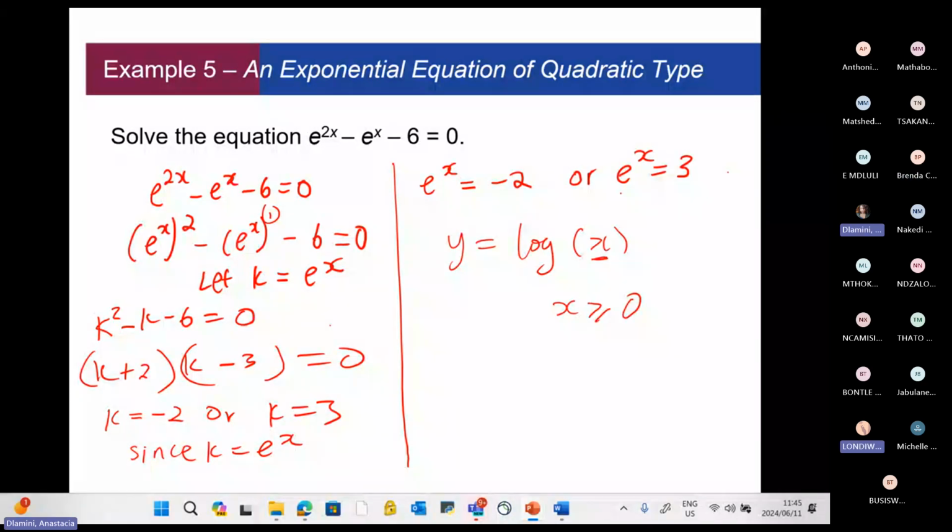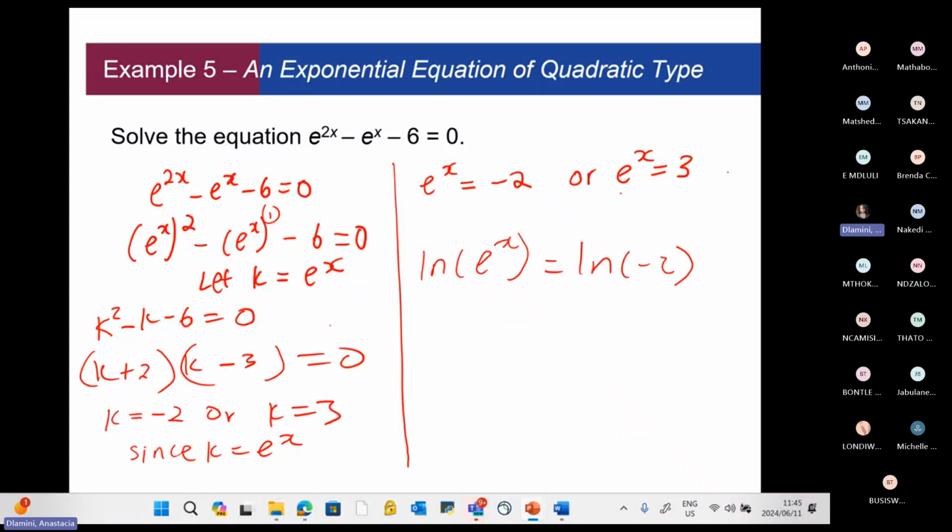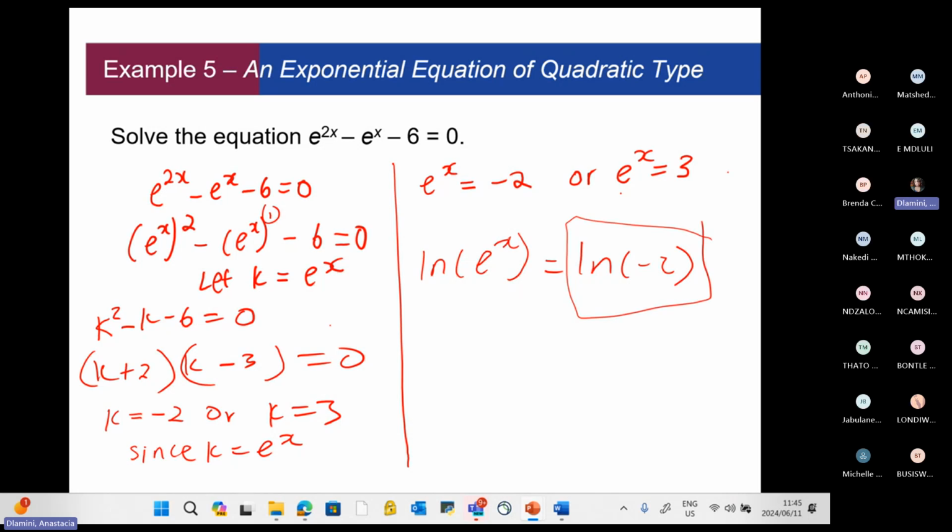So the meaning is that we can't do this and say ln on the left hand side. The left hand side is correct, but on the right hand side we are not doing maths, because we know that the domain, whatever is inside the log function, whether it's a natural logarithm or whatever, should be greater than 0, a positive number. Do you see that? Does it make sense?